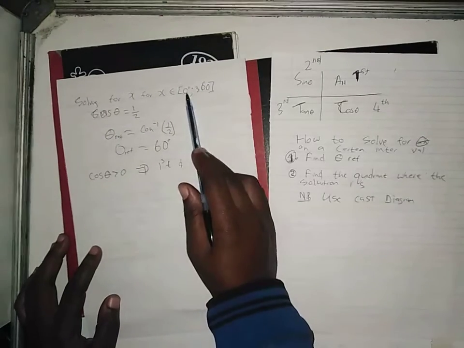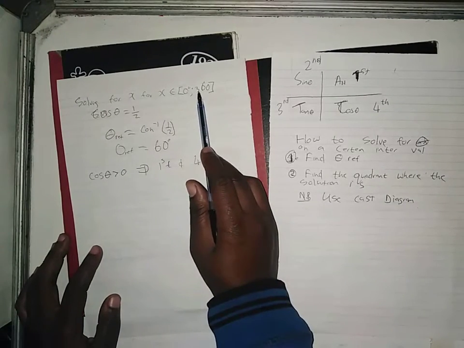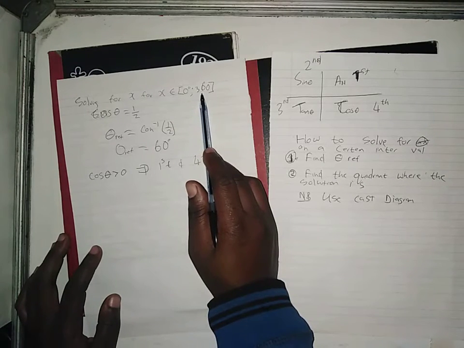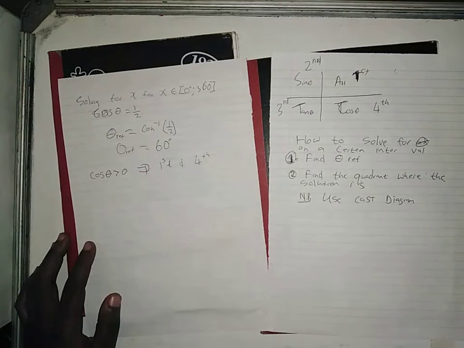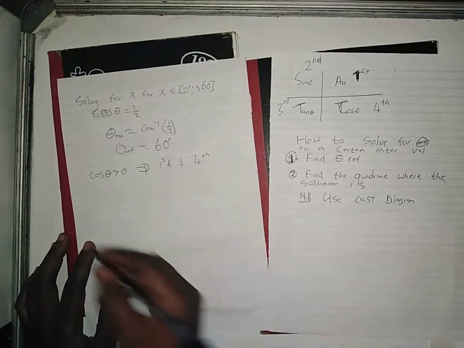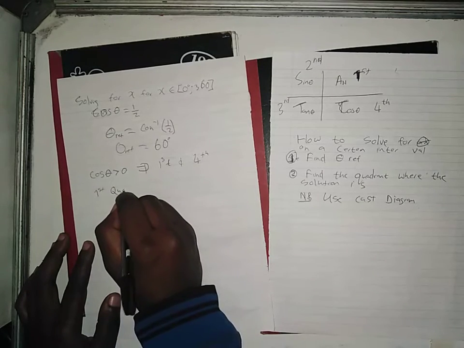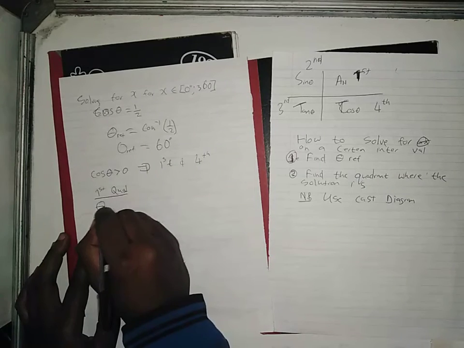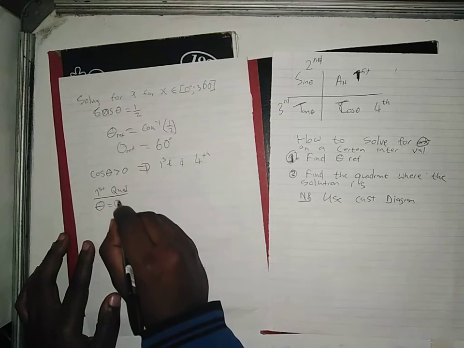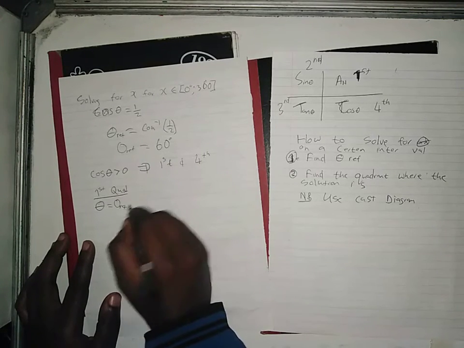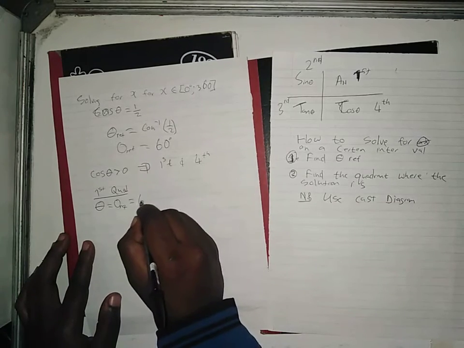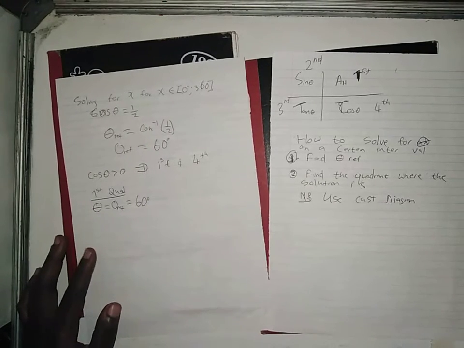Okay, guys, this is not always the case. Sometimes they can say from 0 degrees to 180 degrees. You must know where the buck stops. It's not a one size fits all solution. So in this particular case, in the first quadrant, you just take the angle as it is. So the first solution in the first quadrant, your theta is going to be theta ref as it is, which is equal to 60 degrees.